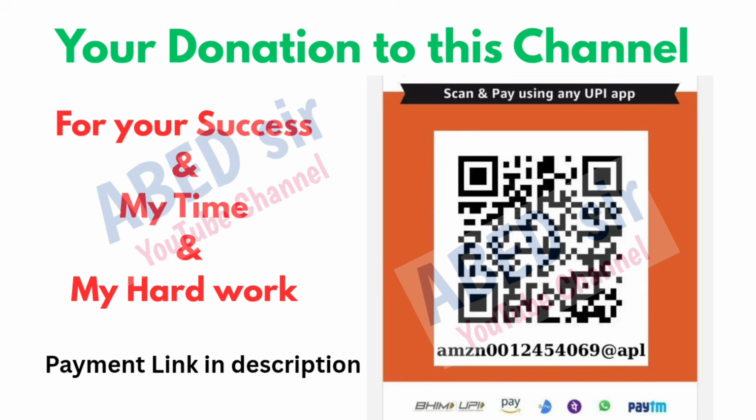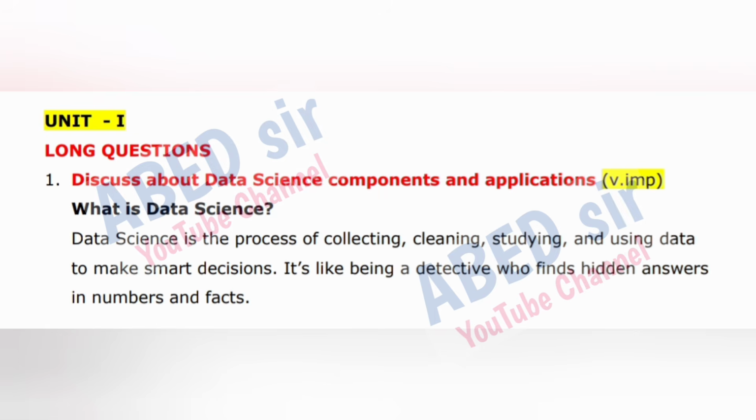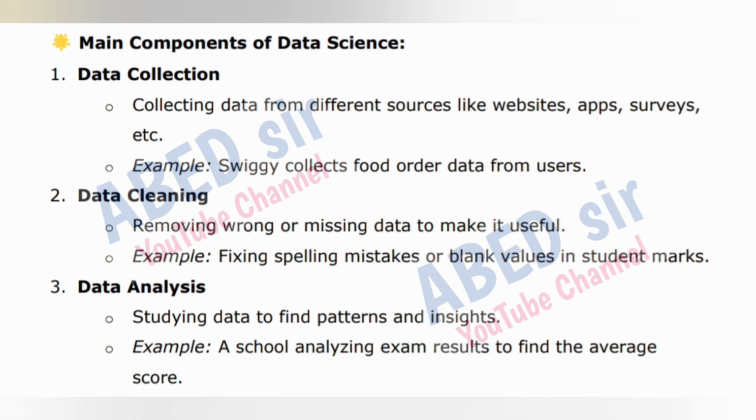Next Unit 1. Important long questions. First important long question is: discuss about data science components and applications. What is data science? Data science is the process of collecting, cleaning, studying, and using data to make smart decisions. It's like being a detective who finds hidden answers in numbers and facts. Main components of data science. 1. Data collection. Collecting data from different sources like websites, apps, surveys, etc. Example: Swiggy collects food order data from users.